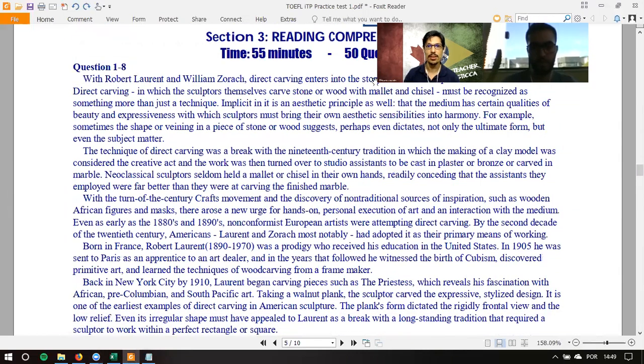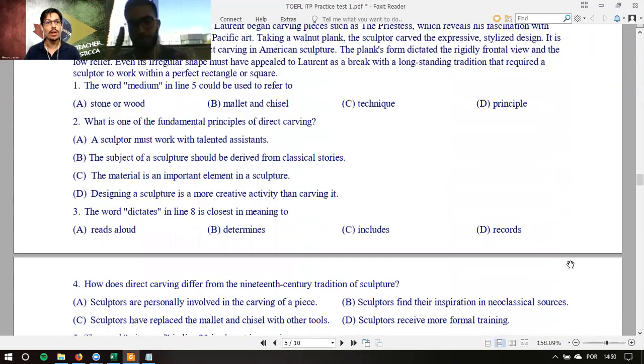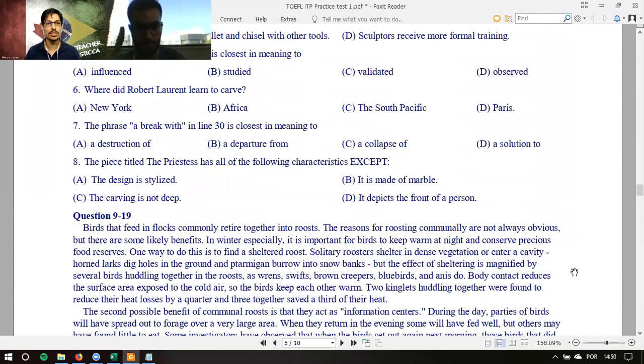So you see, you're going to have 50 questions in 55 minutes. In my personal opinion, I think the most difficult part of TOEFL ITP is the reading comprehension. Why do I think it's hard? Because the texts are long. The texts are really long. Man, I hate this. And you have a lot of questions about the text.